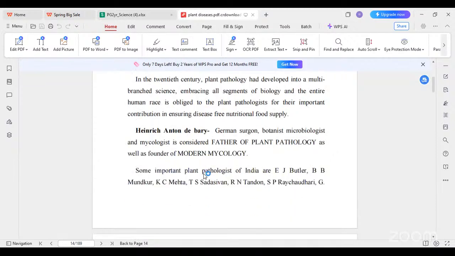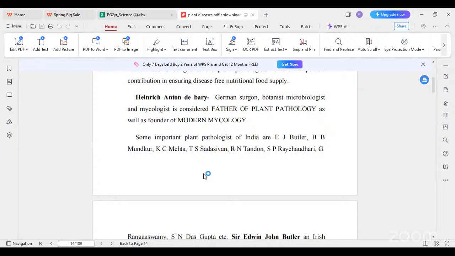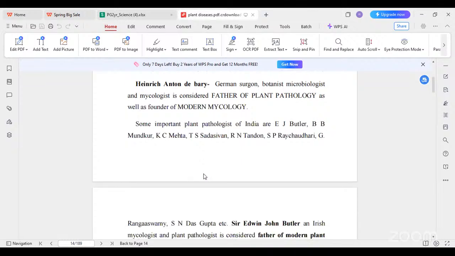Who is Heinrich Anton de Bary? The German surgeon, botanist, microbiologist, and mycologist is considered the father of plant pathology as well as the founder of modern mycology.